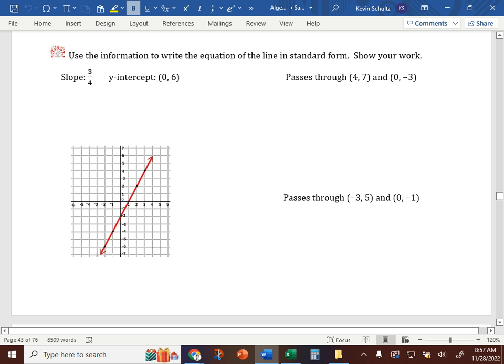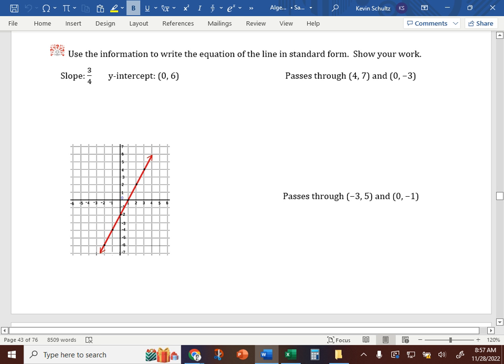And then I switched up on you a little bit. I say use the information to write the equation of the line in standard form. Okay? So for some of these, you have to write the line in slope-intercept form first, and then convert. Let's do the second one where it says passes through 4, 7, and 0, -3. In order to put this in standard form, we're first going to have to write it in slope-intercept form.